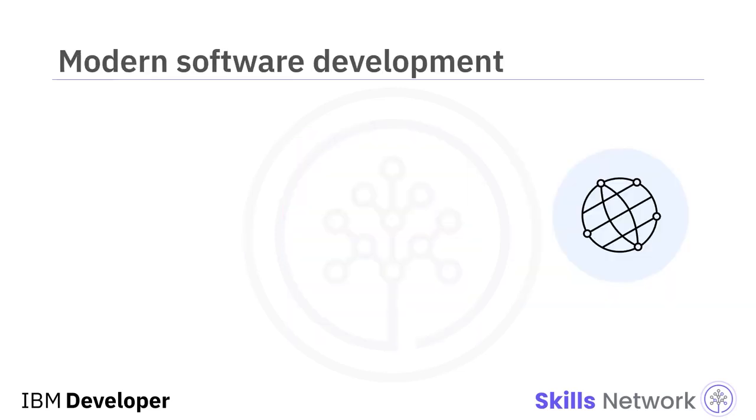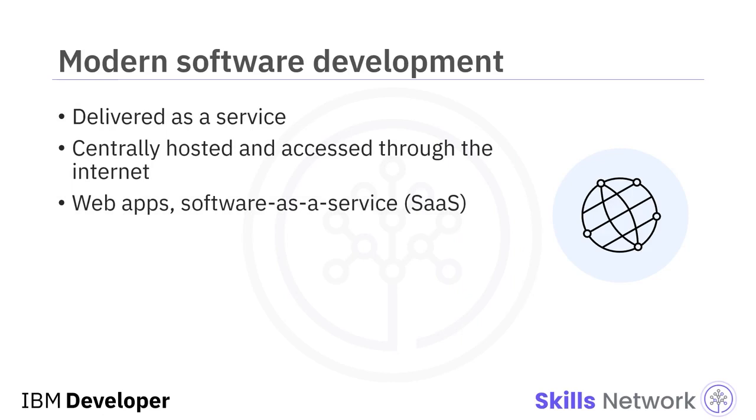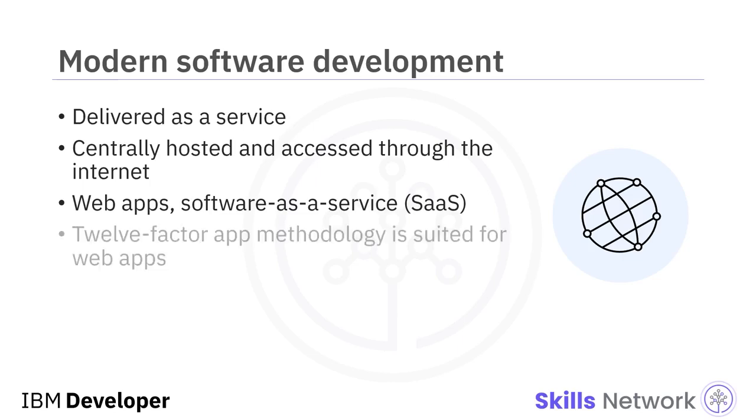In modern software development, the software is often delivered as a service. Software is centrally hosted and accessed through the internet. This software is often called a web app or software as a service, abbreviated to SaaS. You have likely used a variety of web apps within the last day. When you use the internet to book reservations or file your taxes, you are interacting with a web app. The 12-factor app methodology is suited for these types of applications.